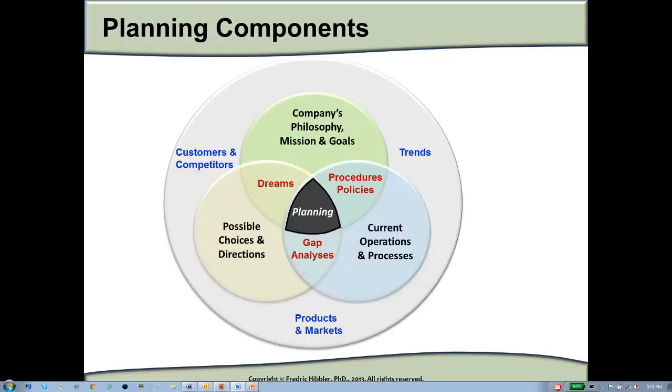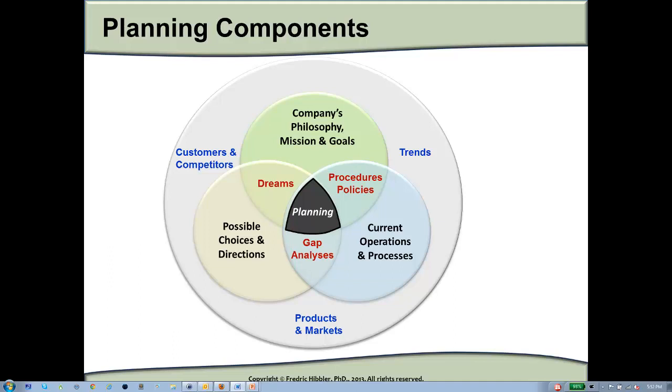So what are the components that need to be considered in our planning process? This is a slide that I created that I believe encompasses the major components you need to address in your planning process. On the outermost part of the planning circle are trends. I talked about trends last week. In addition to trends, there are products and markets, along with customers and competitors. These comprise the outer circle.